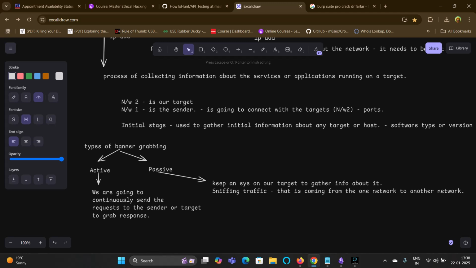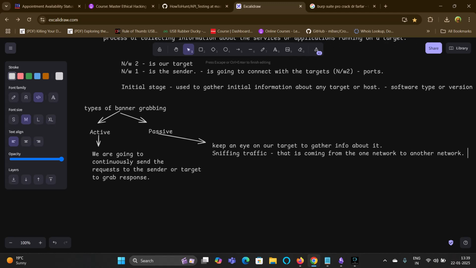I hope it is also clear, guys. What I mean to say is, we are just going to keep an eye and sniff the traffic. We are just going to keep an eye on our target to understand what kind of data it is sending without directly interacting with the system. Passive means we get information without directly interacting. So I hope the types of banner grabbing are clear to you guys.